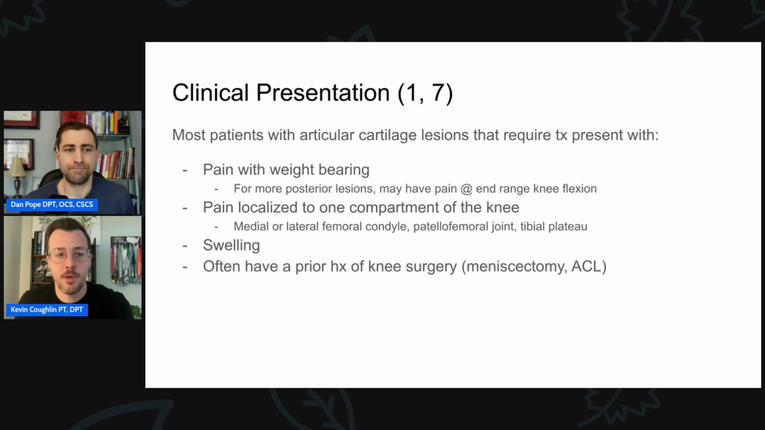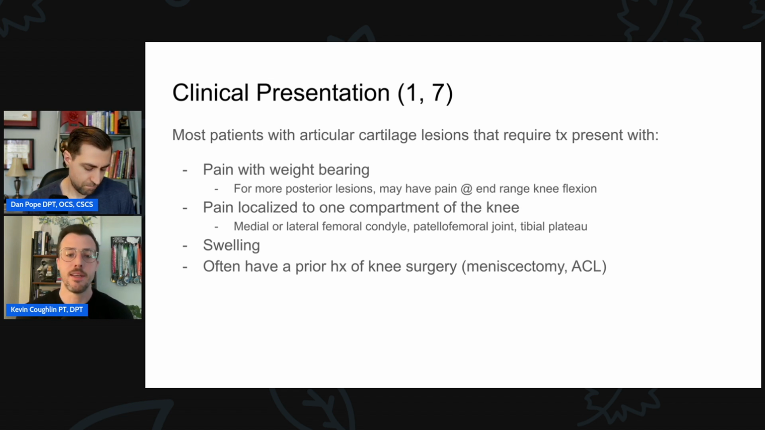All right. So then how are these patients presenting clinically? So most patients with articular cartilage lesions that require treatment, they present with pain with weight bearing. Makes sense. For more posterior lesions in the knee, they probably have a little more pain with end range knee flexion, whether open or closed chain. Pain can be localized to one compartment of the knee. So the medial or lateral femoral condyle. I think if you can get in there and try to palpate that a little bit, they'll probably have some pain with that. They might point to patellofemoral joint pain or tibial plateau pain. So I think palpation for trying to figure these things out is going to be pretty helpful.